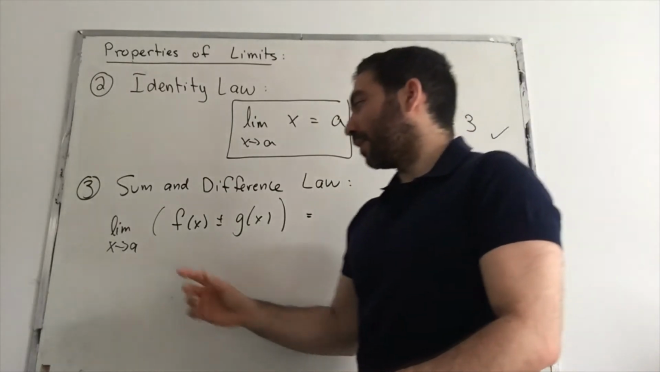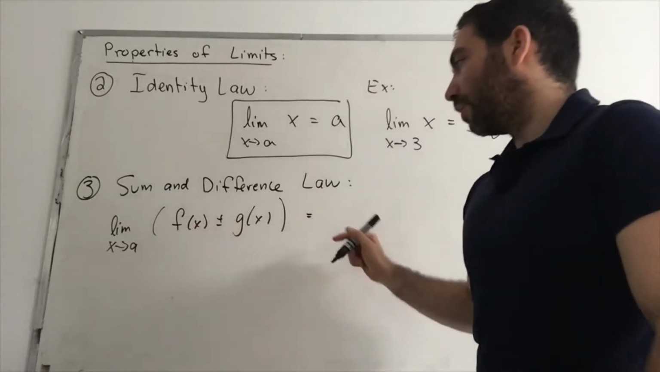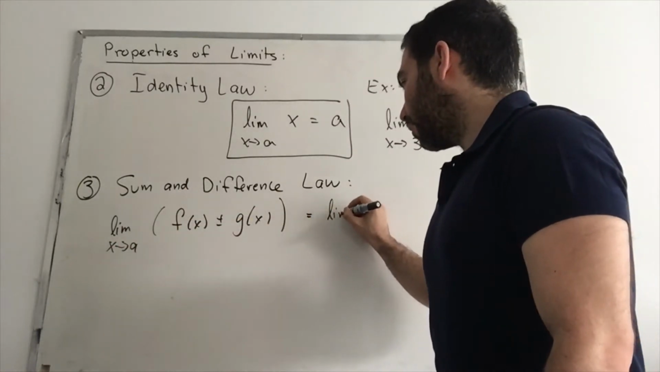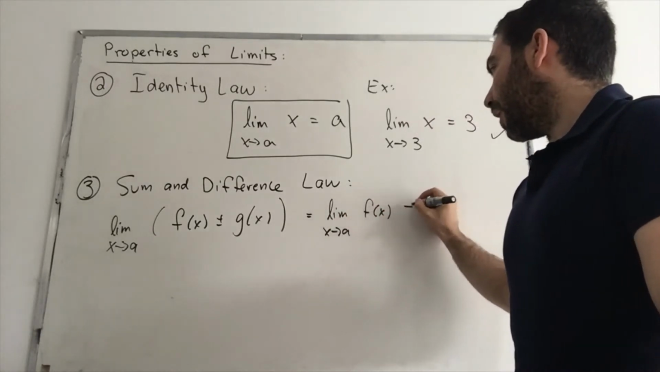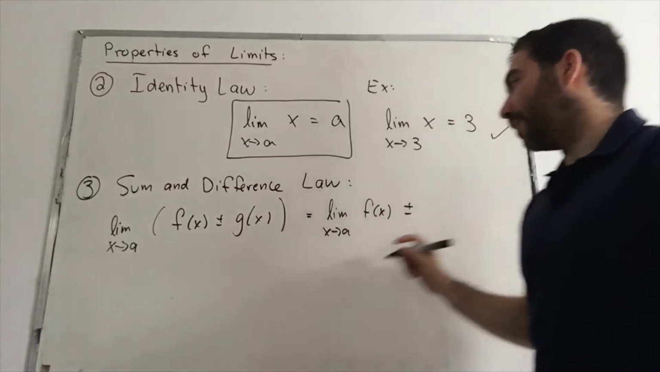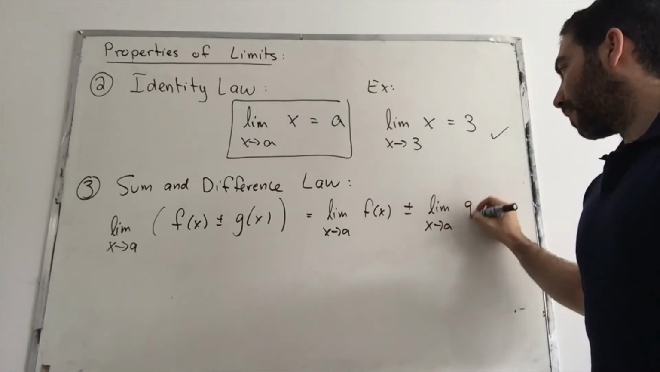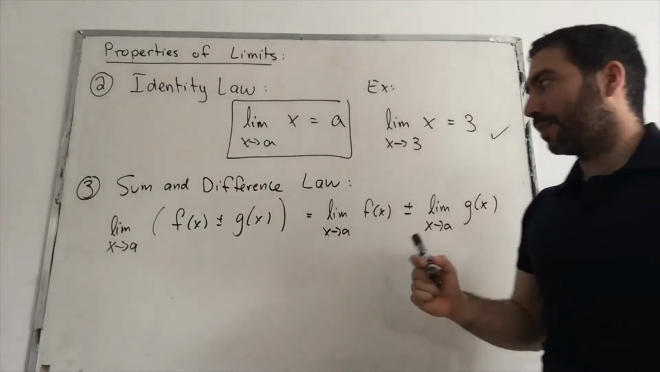what we're essentially doing is we're separating. We're taking the limit of each term individually. So instead of taking the limit of the whole thing, we're just going to take the limit of f and then add it or subtract it to the limit of g of x. Okay, so we're taking the limit of each term individually. That's the sum and difference law.